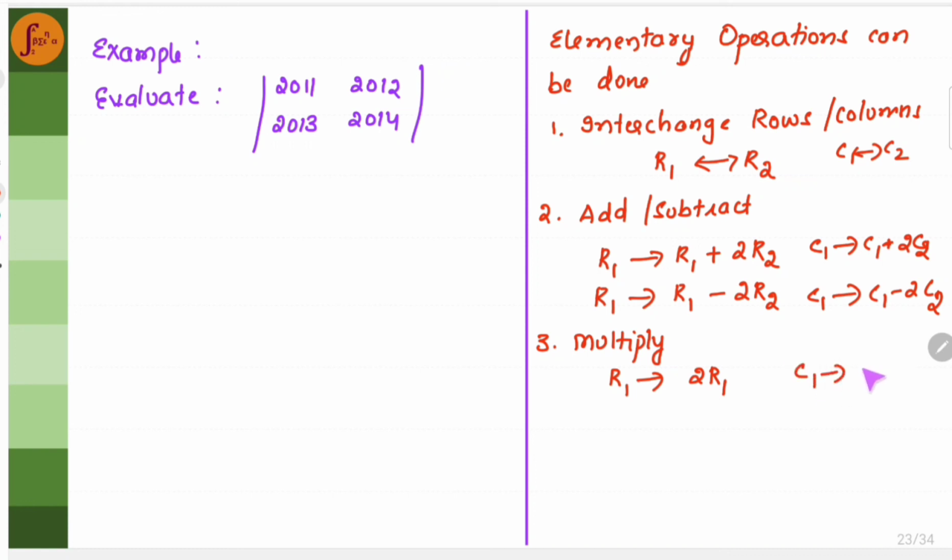And C1 is 2 times of C1. To modify row 1, you're going to take row 1 elements, then multiply 2 with row 2 elements, and then add both of these. So let's take this particular example, right?